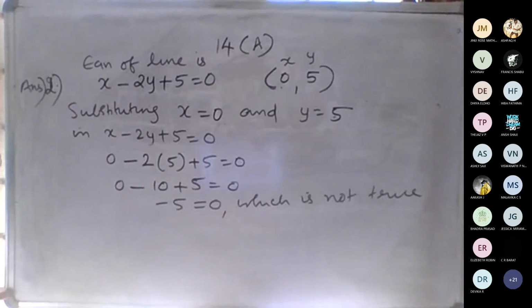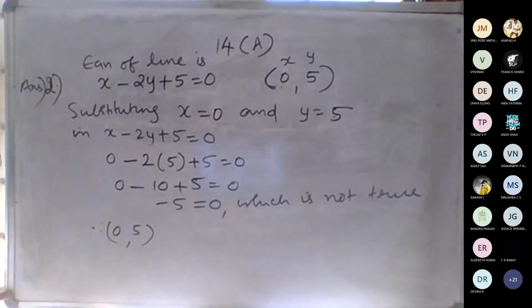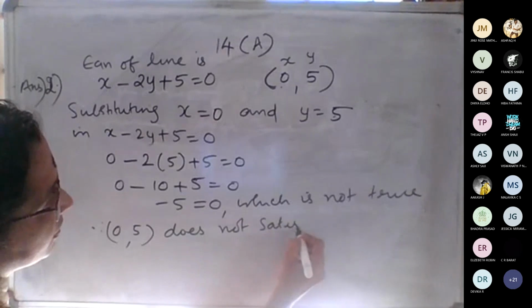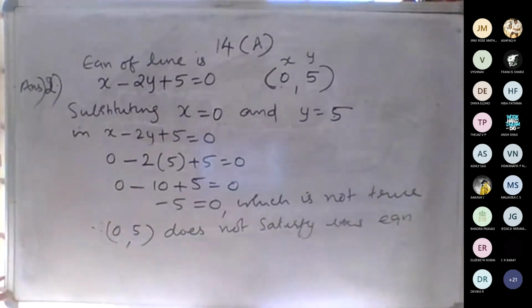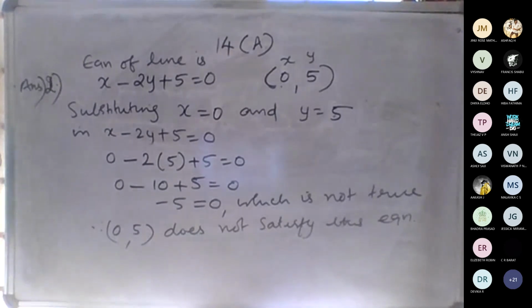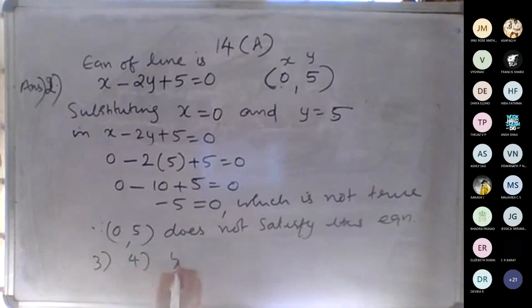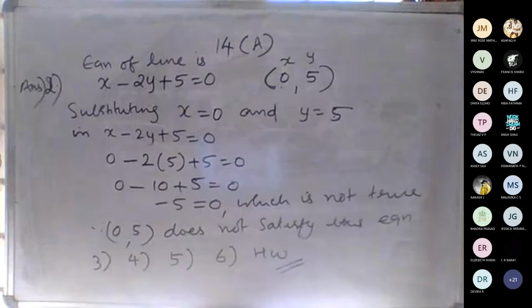Therefore, (0, 5) does not satisfy this equation. Then the remaining questions are homework, do it. The third one, fourth, fifth and sixth are homework, the same way. Do it.